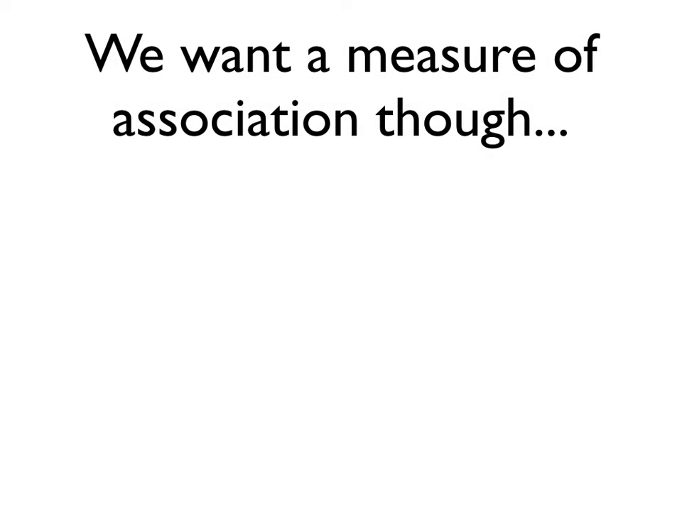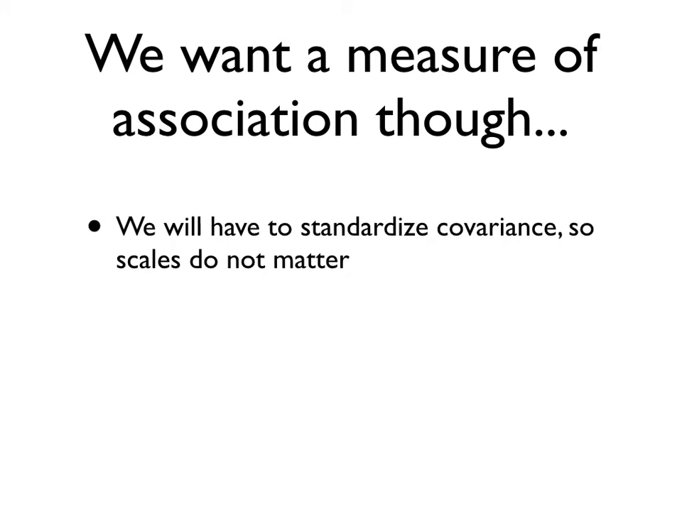So we want a measure of association, one that doesn't care about the unit size. We want a standardized covariance, because we're getting part way there with covariance. So the scales don't matter. We want the correlation between height and weight to be the same whether it's inches and pounds, or centimeters and kilos.